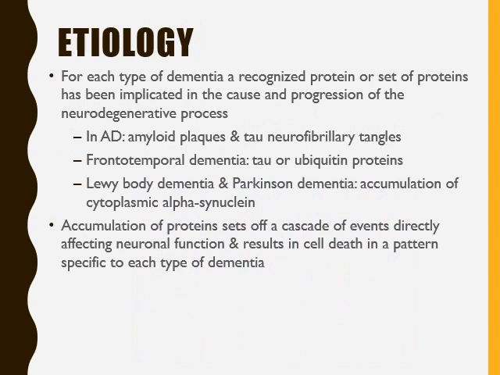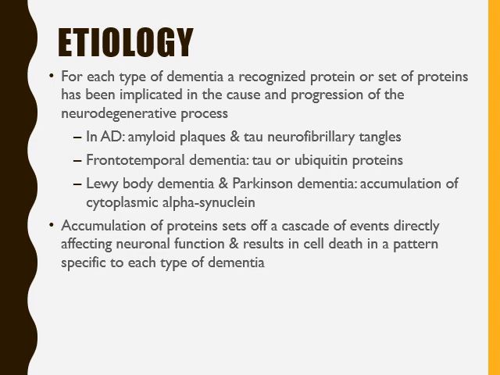Each of the dementias is actually based on some sort of physiological process. Also, a recognized protein or a set of proteins has actually been identified with these different disease processes. So for example, in Alzheimer's disease, we're looking for amyloid plaques and these tangles that happen because the synapses get interfered with and will break off. They're very brittle.